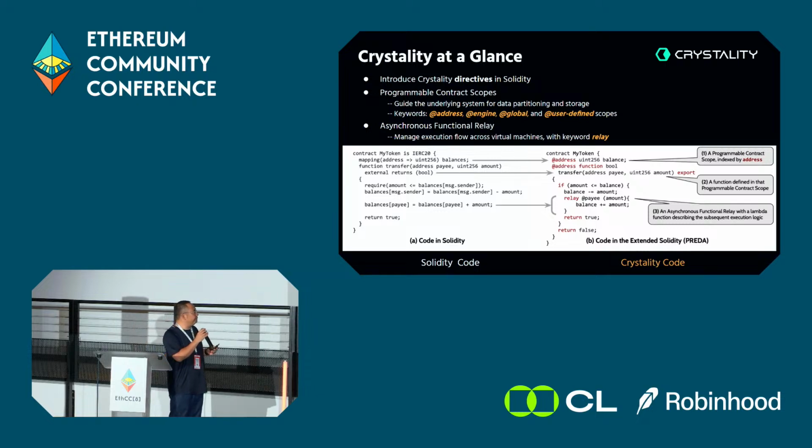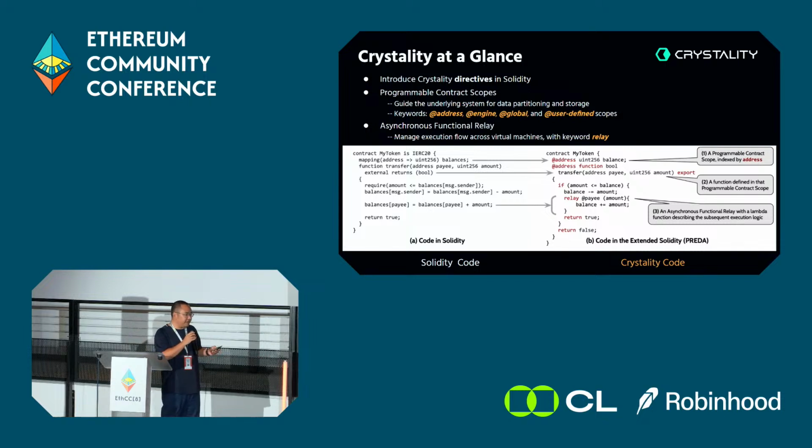The first one is programmable contract scope. These scopes guide the underlying system for data partitioning and storage. The second part is asynchronous function relay. This keyword is used to manage execution flow across different virtual machines.